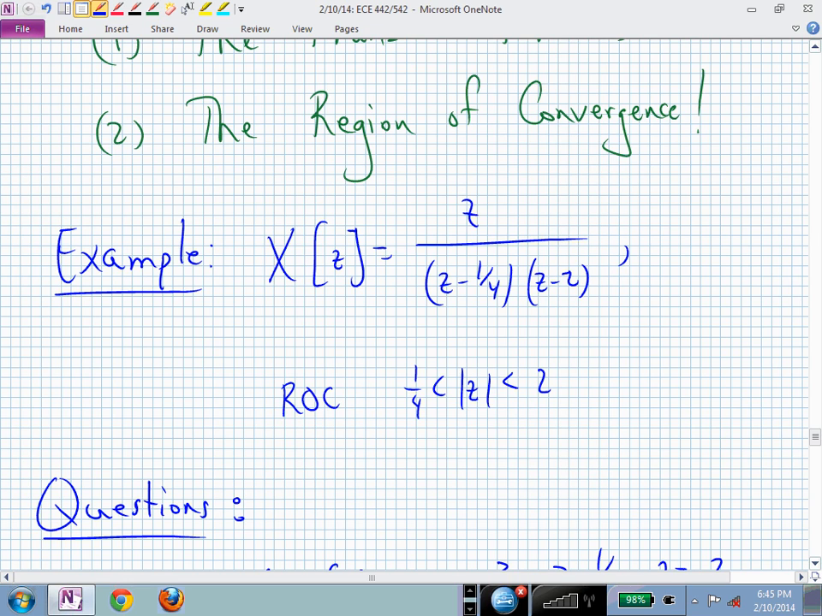Everybody get that? Now I have 1/4 to the n and 2 to the n, and n is non-negative. 2 squared, 2 cubed, 2 to the 8. It's going unbounded, isn't it? Because the region of convergence did not contain the unit circle. It was beyond 2. The unit circle was not contained inside the region of convergence.